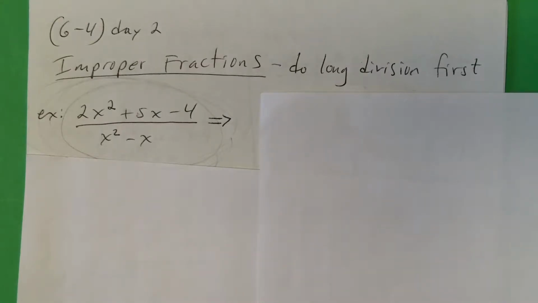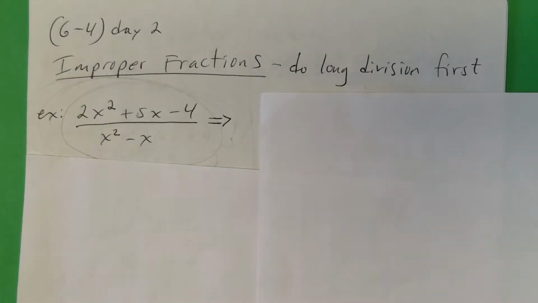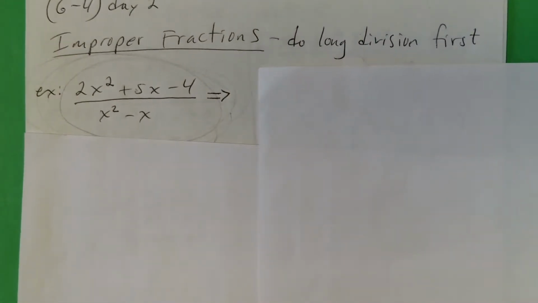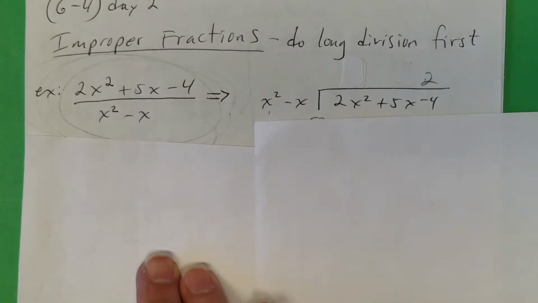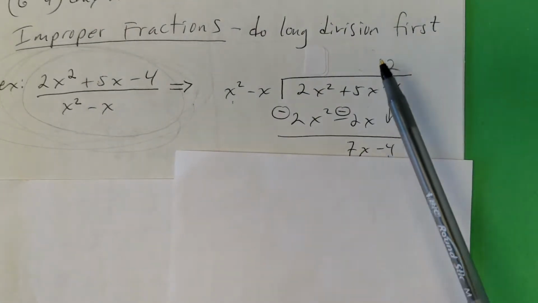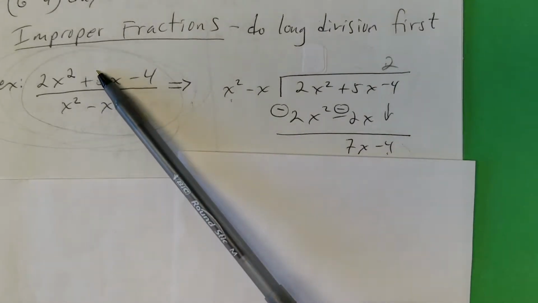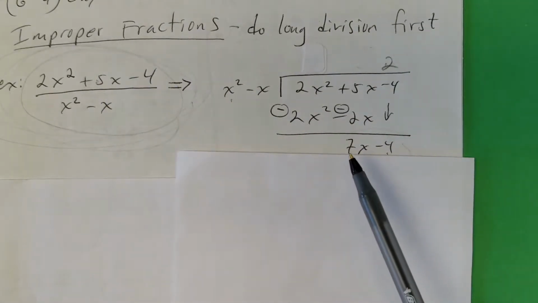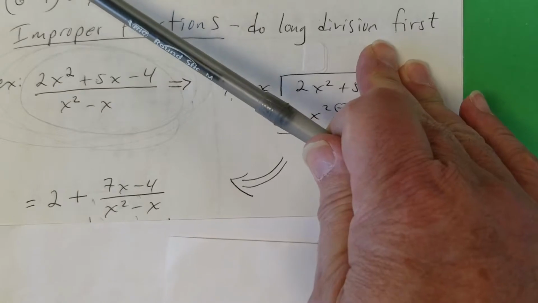That's why it's improper. So what we do in that case is first we do long division and then carry on with our partial fractions method, right? So first, let's do long division. How many times does this go into here? I did the long division for you, and it turns out that it goes in 2 times with the remainder of 7x minus 4. So this into this equals 2 and 7x minus 4 over x squared minus x. In other words, this.